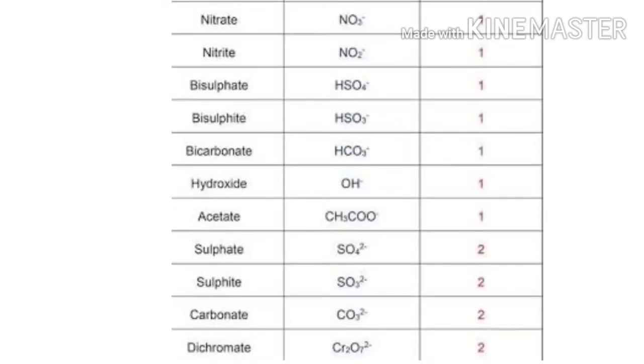As shown in the table, nitrate, nitrite, bisulfate, bisulfite, bicarbonate, hydroxide, acetate have the valency 1, and these all are negative radicals. Sulfate, sulfite, carbonate, dichromate all have the charge minus 2. So they are negative radicals and they have the valency 2. In such a way we discussed some positive and negative radicals with their valencies.